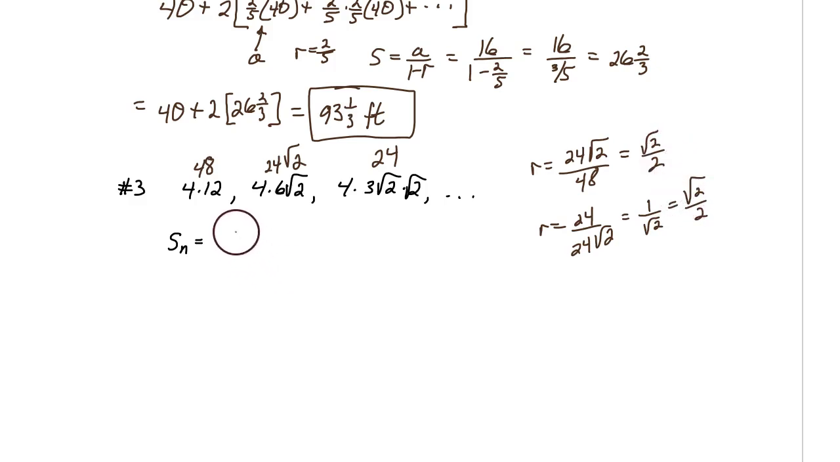We can find the sum with the formula, a divided by 1 minus r. So this is 48 divided by 1 minus the square root of 2 over 2. Use a calculator to find this result. It makes 163.8.